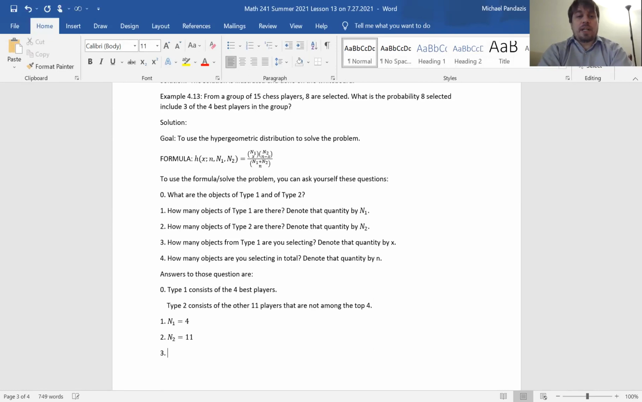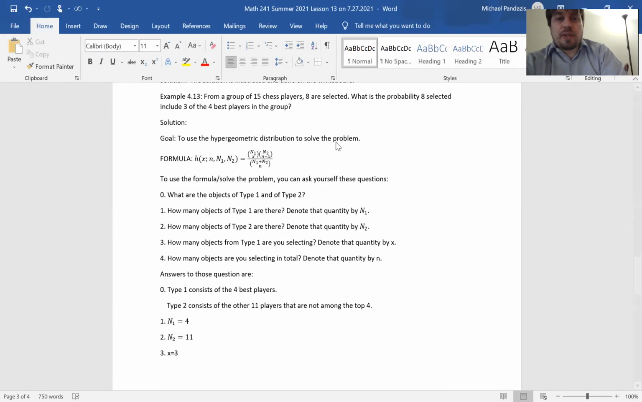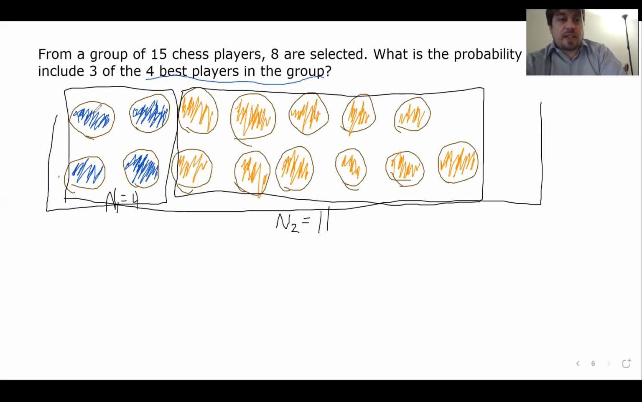Question 3, how many objects from type 1 are you selecting? It says, what is the probability 8 selected include 3 of the 4 best players? And so little x is going to equal 3. We're selecting 3 of the 4 best players. 3 are from type 1. So I'm going to denote that by a check. We're choosing 3 from type 1, right? So little x is 3.